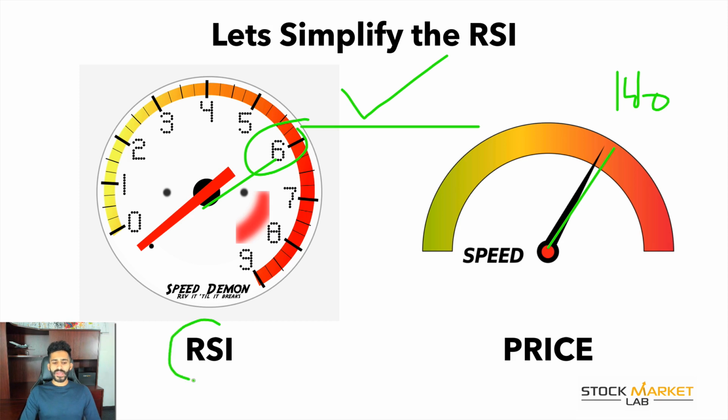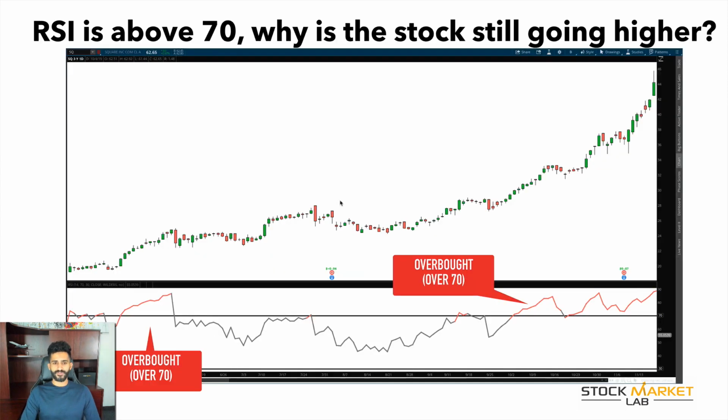Think about the RPM as the RSI, and think about the speed as the price of a stock. Now, once you think about that, we are going to apply this concept to the RSI. So let's jump right into it. If you take a look at this example, RSI is above 70. Why is the stock still going higher?